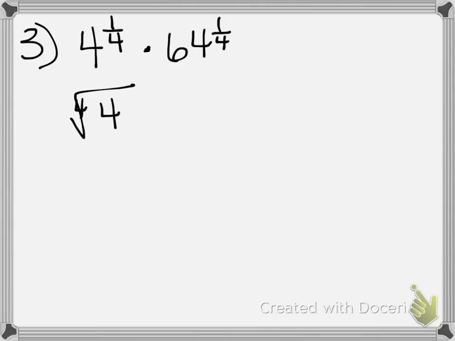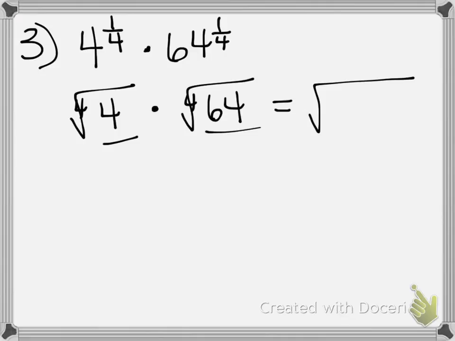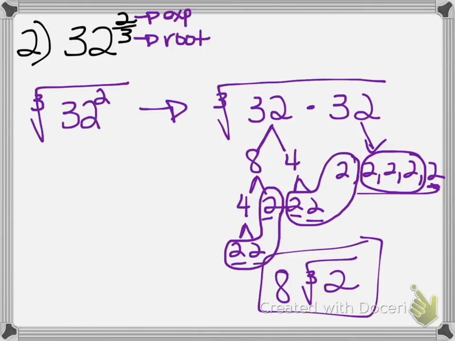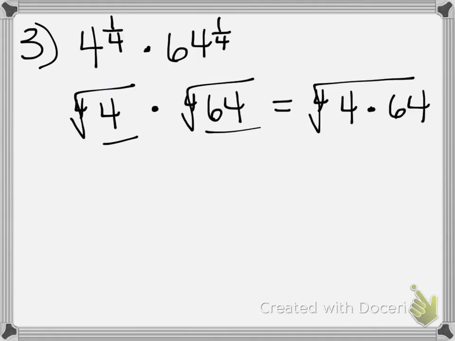Number 3. I have 4 to the 1/4 power times 64 to the 1/4 power. Okay, so again, remember the numerator is the exponent, the denominator is your root. So what I have is the 4th root of 4 times the 4th root of 64. Because they're the same root, I know that I can just multiply those numbers together. But I'm not going to fully multiply. I'm just going to do 4 times 64, similar to what I did in the previous one where I wrote out 32 times 32.